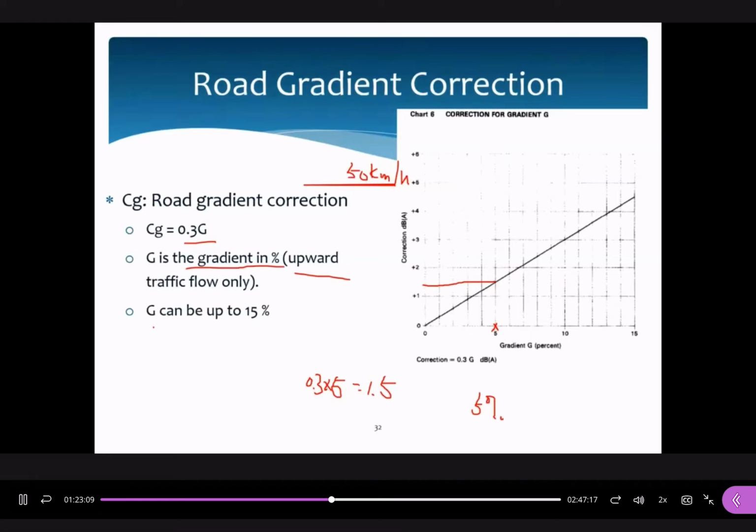And there is a last statement here. G can be up to 15% only. For more than 15%, we need to do real measurements. We cannot make use of simple extrapolations to do the analysis. This one is just up to 15% only. Any problem? There are some points I want to remind you.